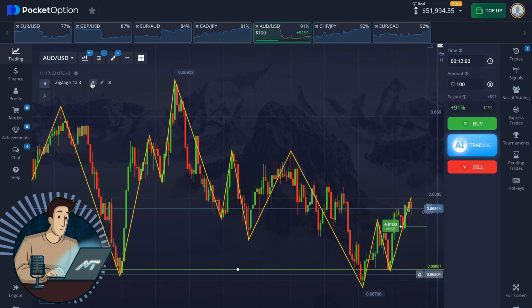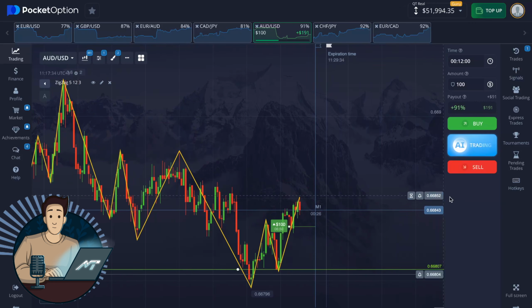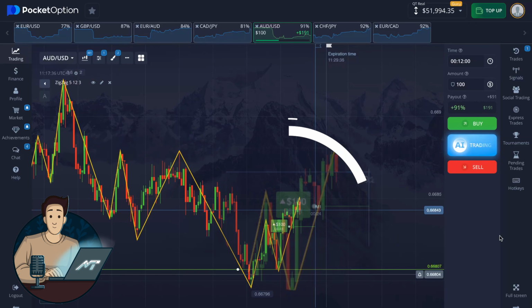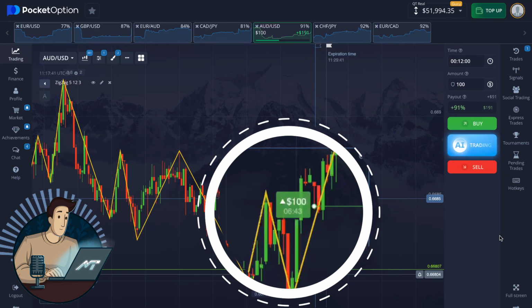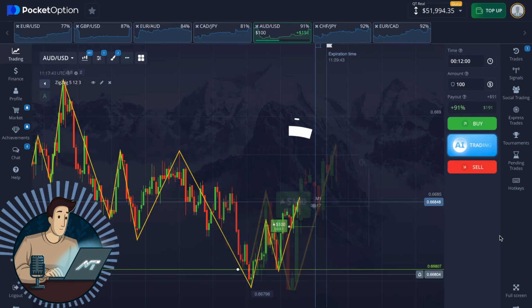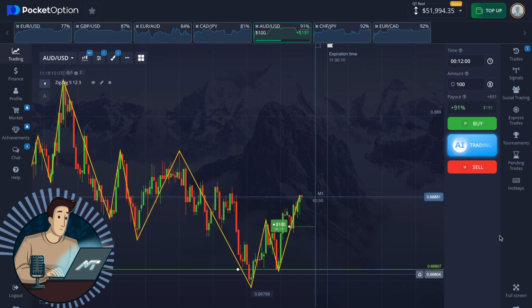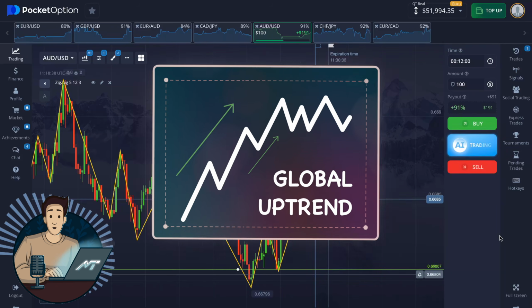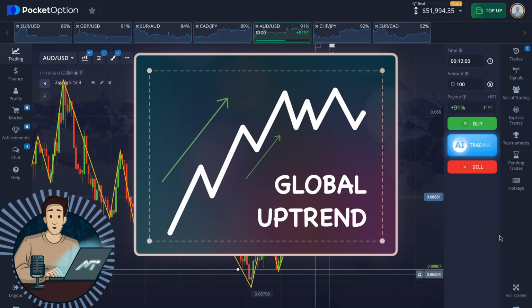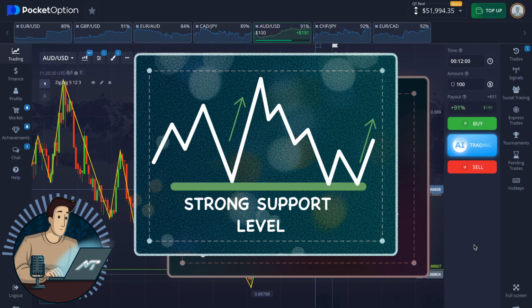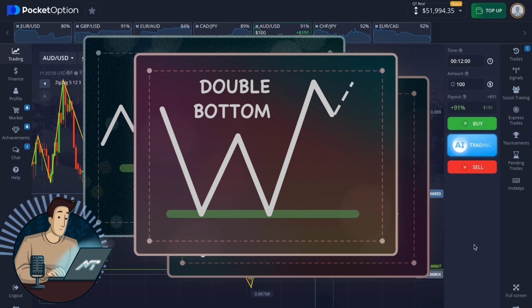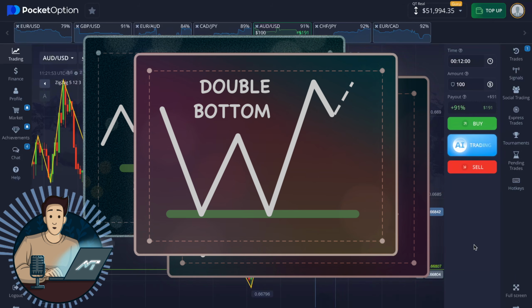Let's activate the indicator to get a clearer view of the pattern itself. I only open the trade after the retest of the resistance level, the base of the pattern. Let's list all the confirmations for opening a long position. Global uptrend. The overarching market movement is upward. Strong support level. The price has bounced off this level strongly before. Reversal pattern within consolidation. The double bottom pattern indicates a potential trend reversal.